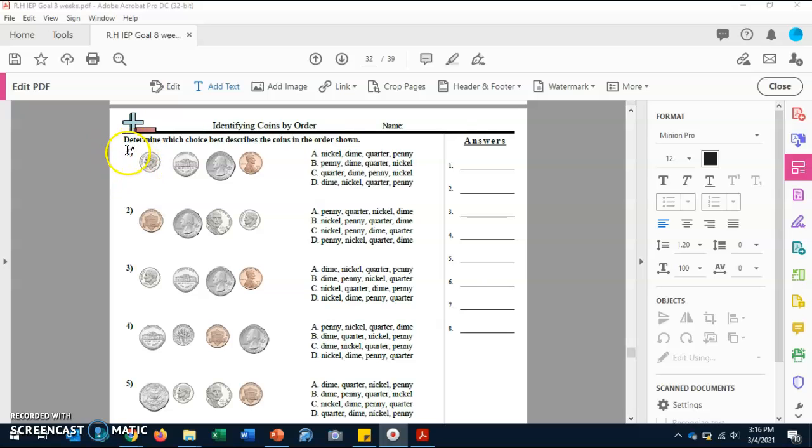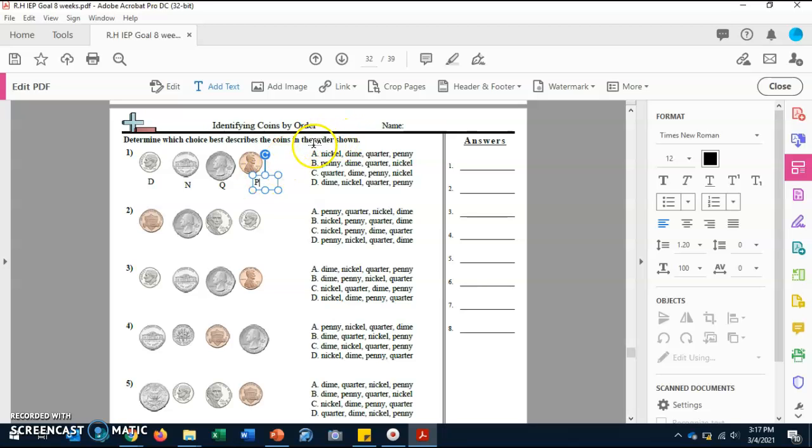So for question number 1, we know that this is a dime. Good job. And the next one is a nickel. The next one is a quarter. And then we have our penny. So down here, I'm going to label them with their first initial. So the dime, I'm going to put the D. Then we have our nickel, our quarter, and our penny.